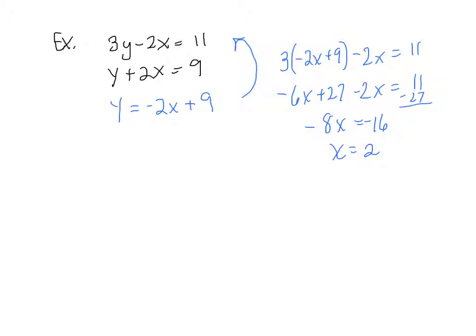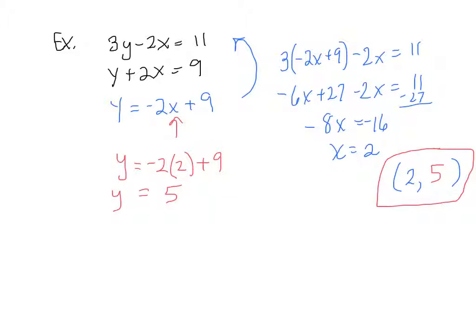Okay, so now that I have the first coordinate in my intersection, I'm going to plug that 2 back in for x and solve for y. So negative 2 times 2 plus 9, so that equals 5. So be very careful. The solution is the set of coordinates. It's not x equals 2, y equals 2. It is the point 2, 5. And if you think about this, this is the point where the two lines intersect. Okay, just an algebraic method.